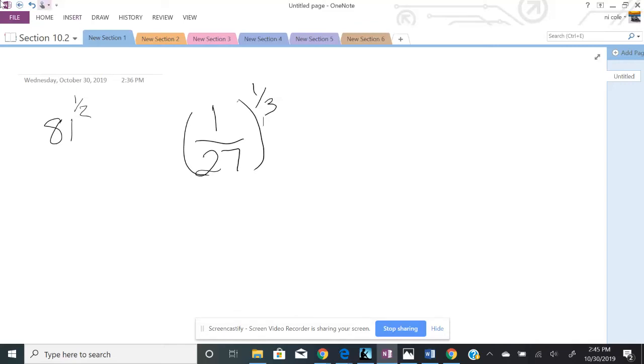All right, we are on to section 10.2 and learning how to write radical expressions in fraction form or exponent form. Okay, so the numerator is the power and the denominator is the radical. So if I have x to the a/b, that's the same as writing x to the a power of the b root.